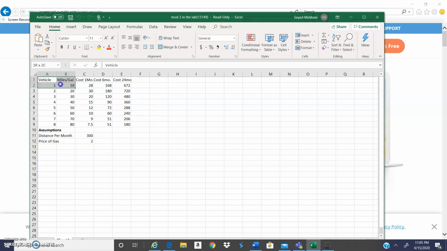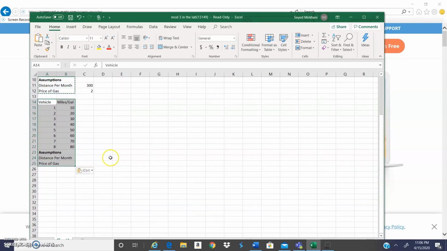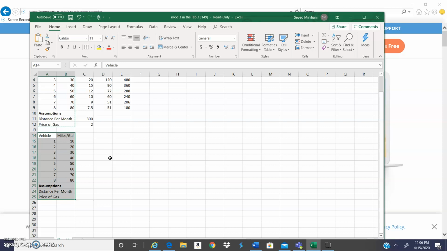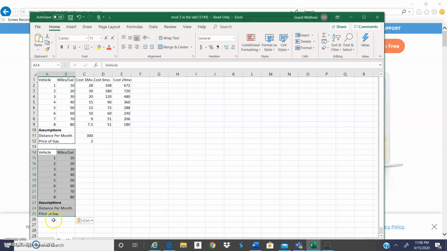Here we go. This is what you have put here. I will copy this and put it here. And I will put, suppose, 300 here that you drive every month and the $2 per gallon in here. Then I come here and I will put my formula to see how I can do.